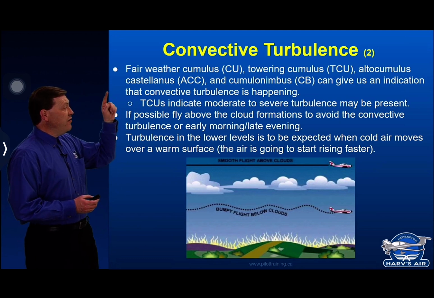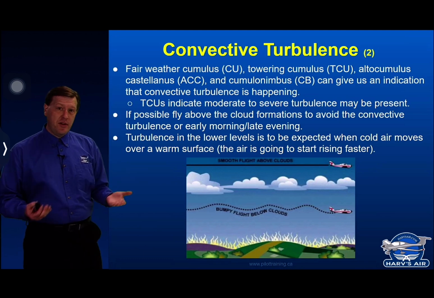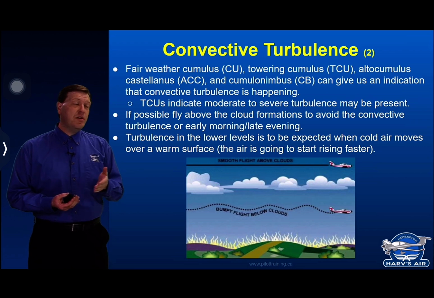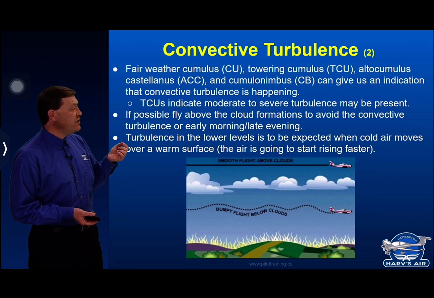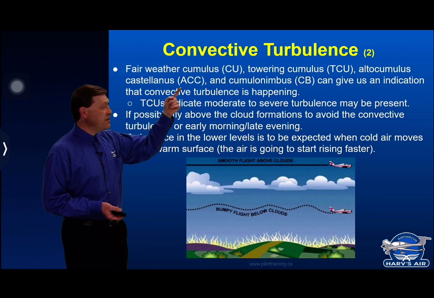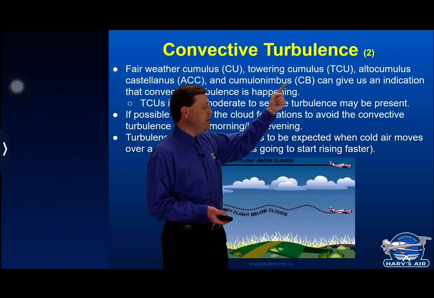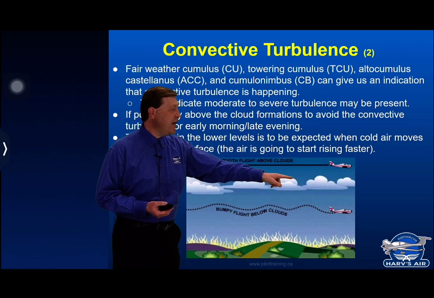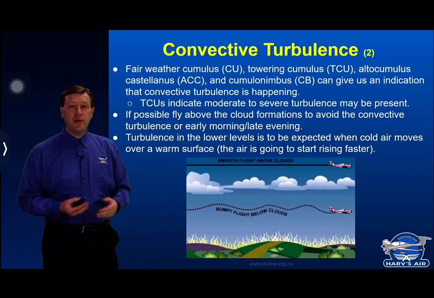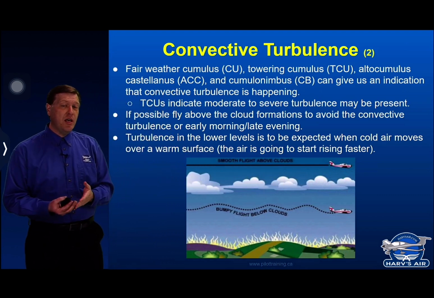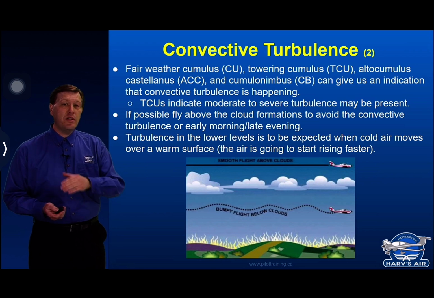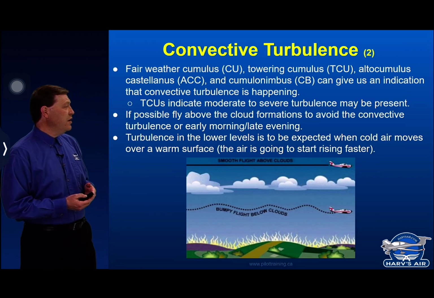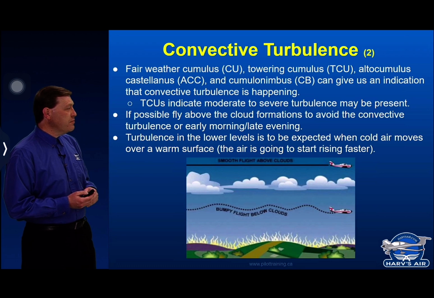Now we've got fair weather cumulus. That will tell us that there's going to be bumpy flying. But don't forget that we could also have TCU, ACC, and cumulonimbus. So if you look outside and you see these cumulus-type clouds, right away I'm starting to think, okay, it's going to be bumpy, particularly so below the levels of the clouds.